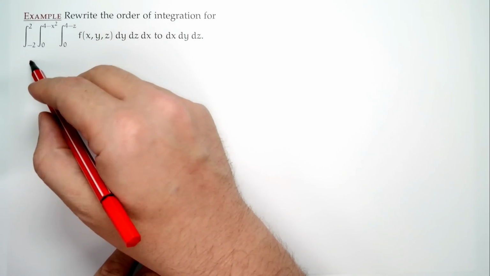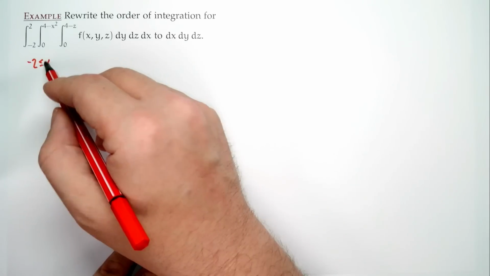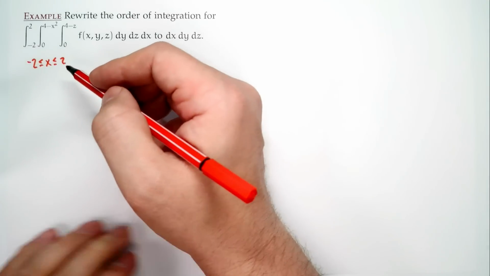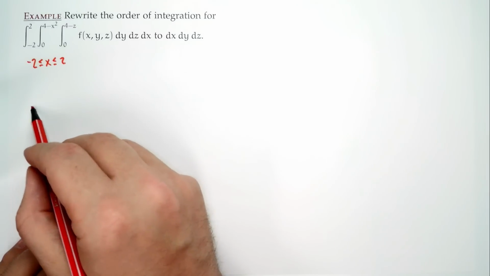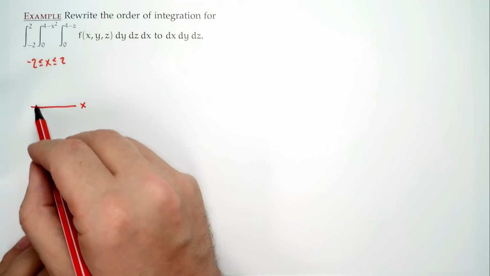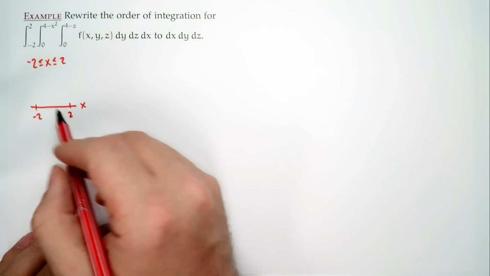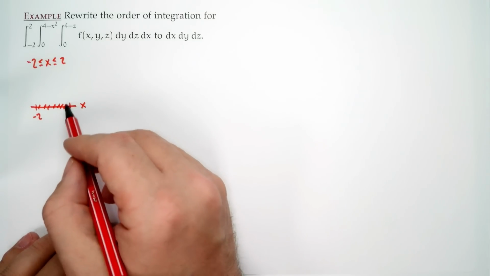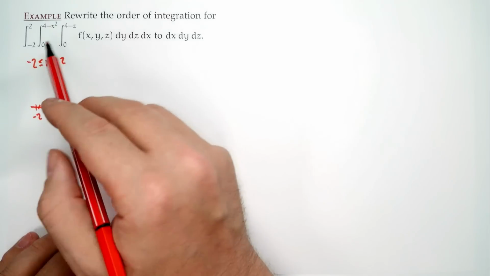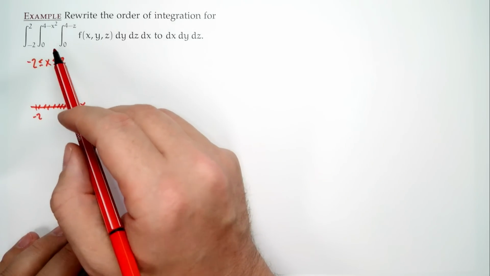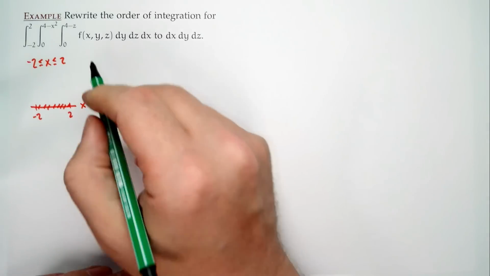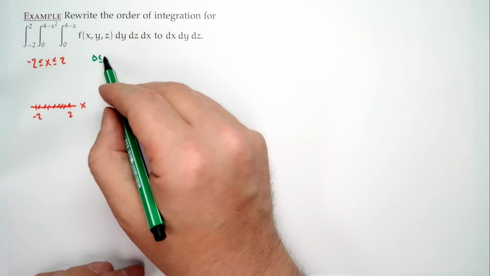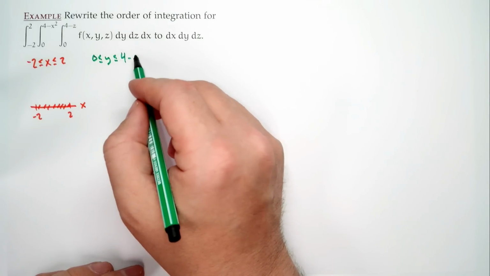We know that x goes from negative 2 up to positive 2. So if I were sketching x, well, let's just sketch x. Here's x. So I'm going from negative 2 to positive 2. Okay, so that's x. Cool. Now our next layer, y. Well, what does y do? We're going to go from the lower bound of 0 to our upper bound of 4 minus x squared.